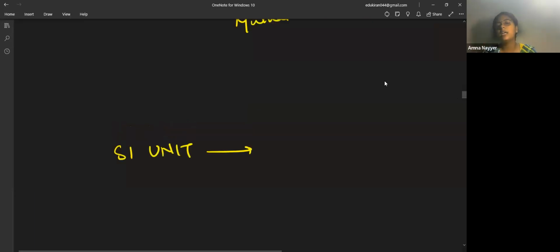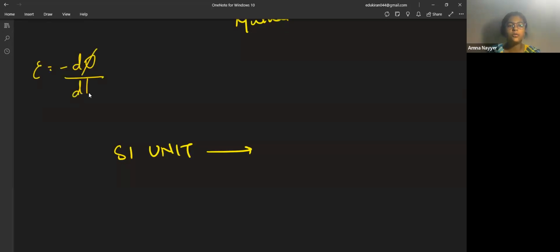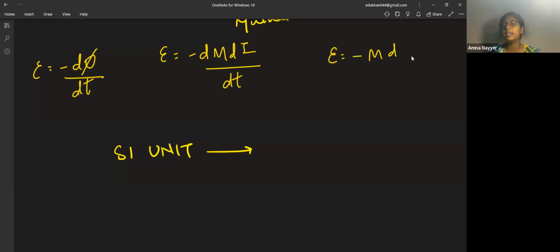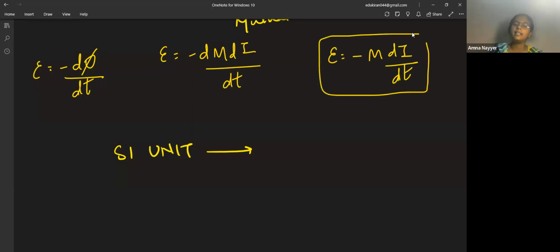Fine. Now, same formulas will also be the same. You will have EMF is equal to minus d phi over dt. So EMF will be equal to minus M dI over dt. So from here you can take finally minus M di over dt. Same types of questions. Everything is exactly the same. SI unit is also same, 1 Henry. All right. SI unit is also the same over here.